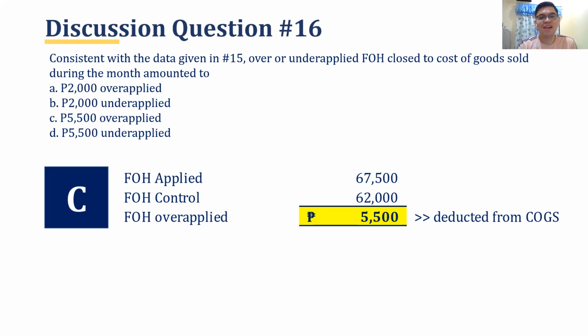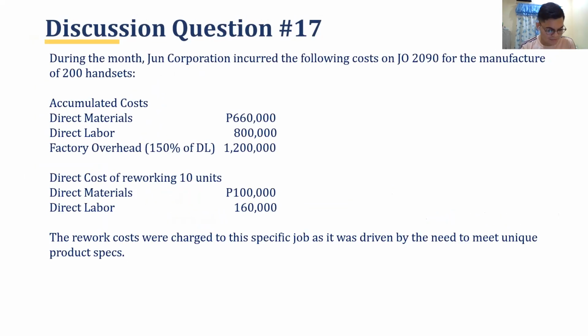So let's continue, no? We have number 17. Medyo madali lang ata to. Okay. Let me read to you the problem. During the month of June, June Corporation incurred the following costs for job order 2090 for the manufacture of 200 handsets. Handsets, it means phones. So ayun, it has accumulated costs of direct materials, 660,000, direct labor, 800,000, then factory overhead, which is applied 150% of direct labor, that's 1.2 million.